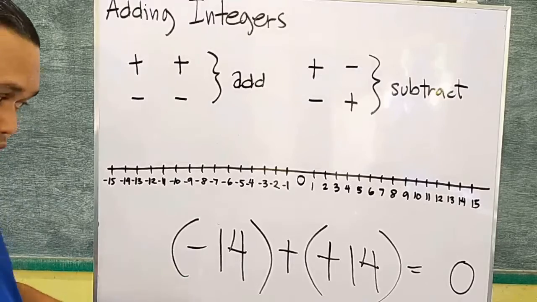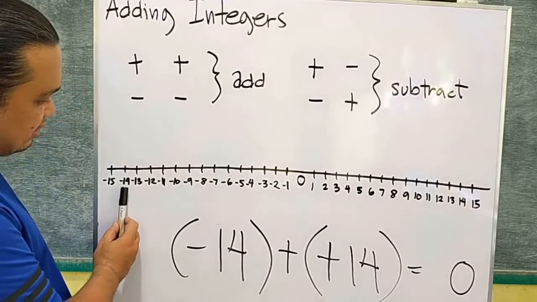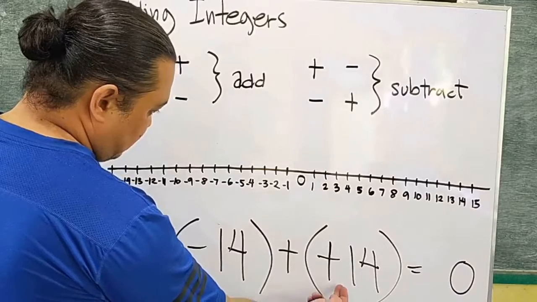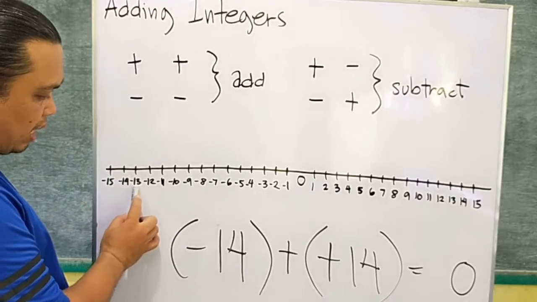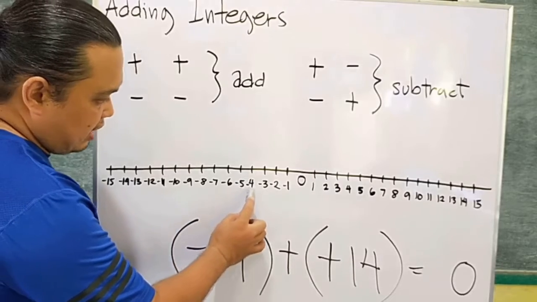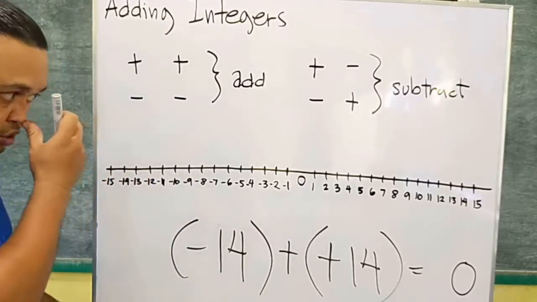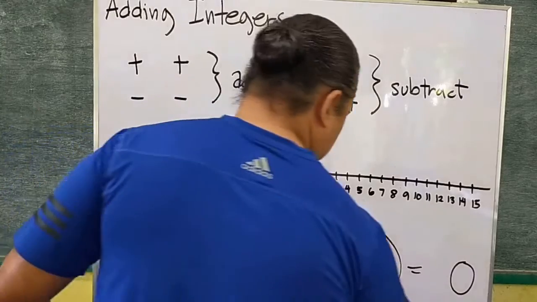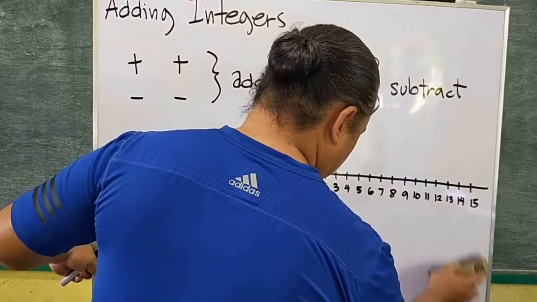So let's answer this using our number line. From negative 14 here, we need to move 14 steps to the right because we add a positive number. So let's count 14 steps to the right: 1, 2, 3, 4, 5, 6, 7, 8, 9, 10, 11, 12, 13, 14. And the answer is 0. So that's how we add unlike integers. Let's have one last example.